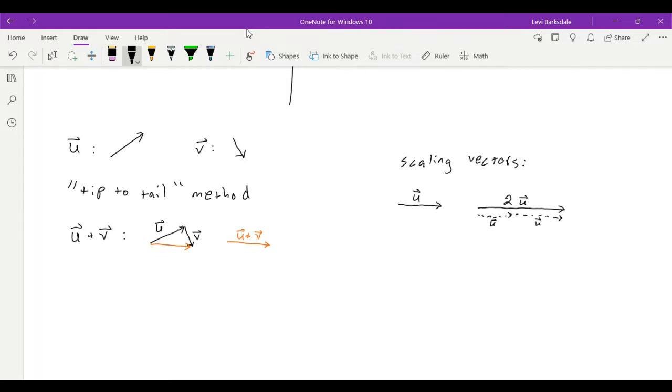I can also take a vector and scale it so that it flips the direction around. Also, I can take a vector and multiply it by 0, and that just gets me a point.